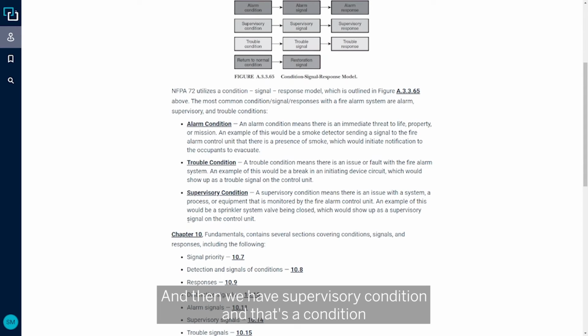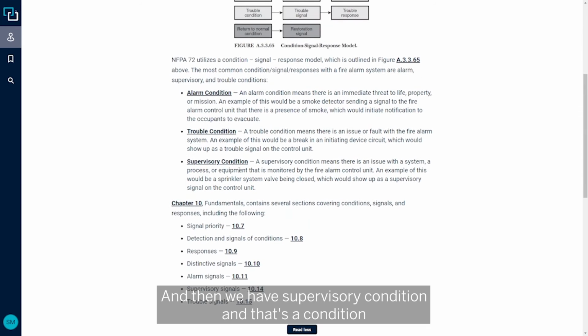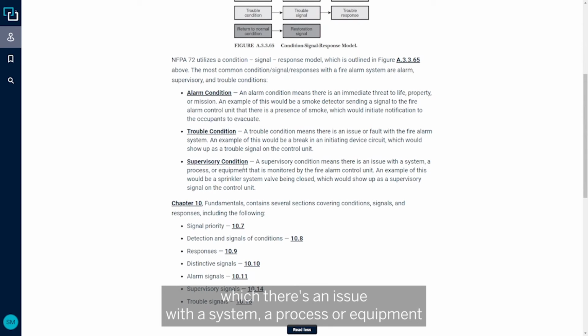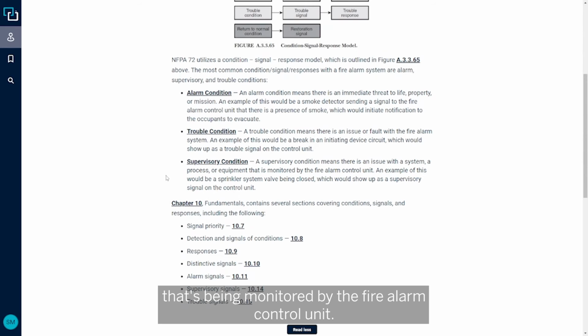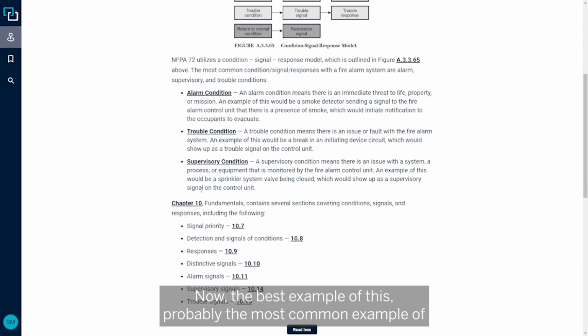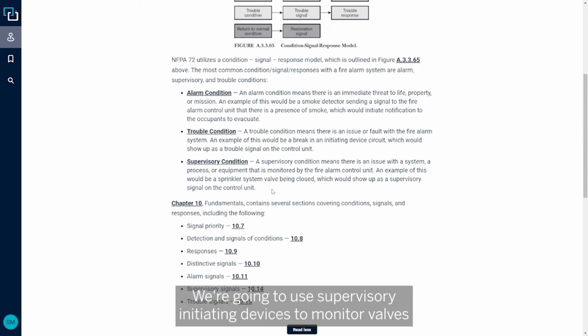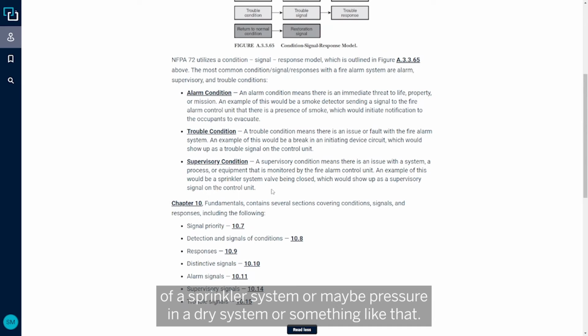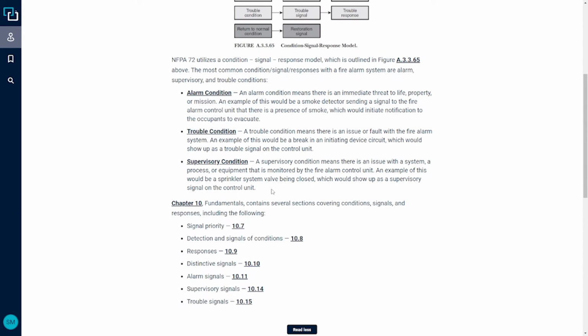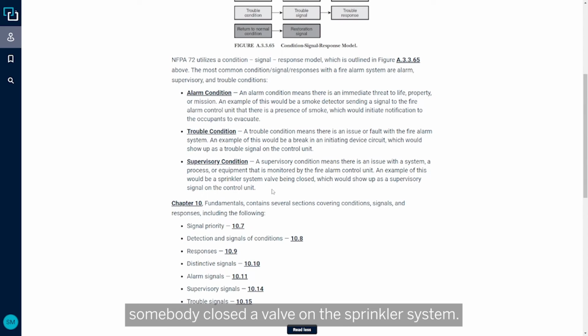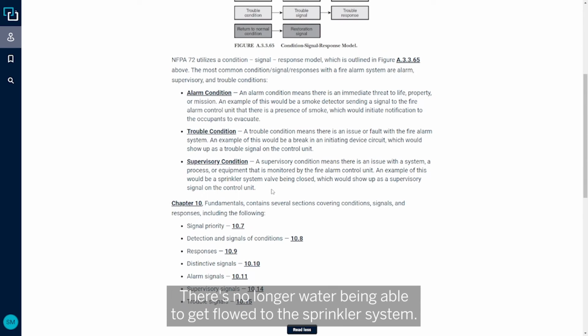And then we have supervisory condition, and that's a condition in which there's an issue with a system, a process, or equipment that's being monitored by the fire alarm control unit. Probably the most common example of this is a sprinkler system. We're going to use supervisory initiating devices to monitor valves of a sprinkler system, or maybe pressure in a dry system or something like that. And we're going to get supervisory signals saying, hey, somebody closed a valve on the sprinkler system. There's no longer water able to flow to the sprinkler system.